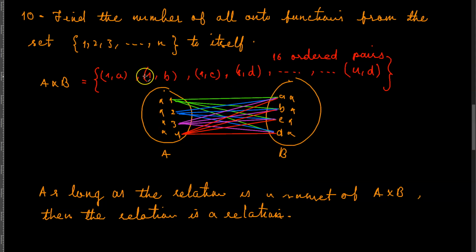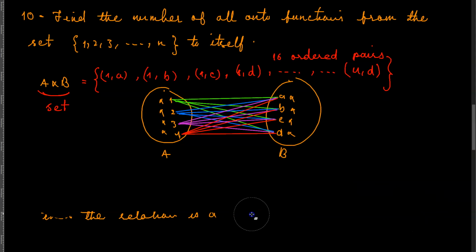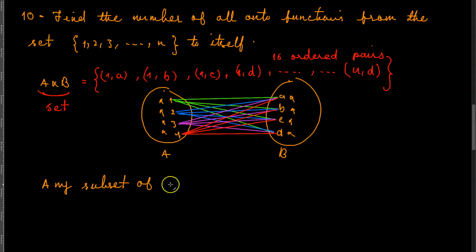meaning that if you take this as a set, now you can say that basically any subset at all of the Cartesian product of A and B is called a relation from A to B, right?